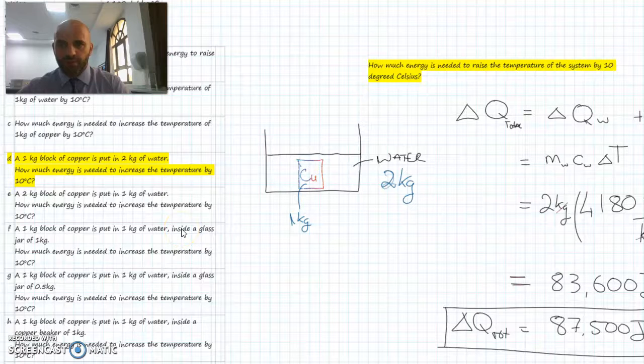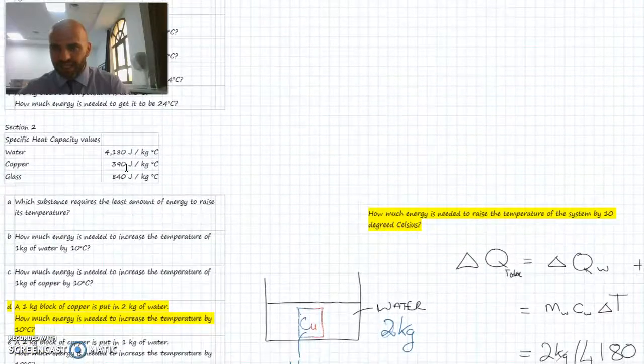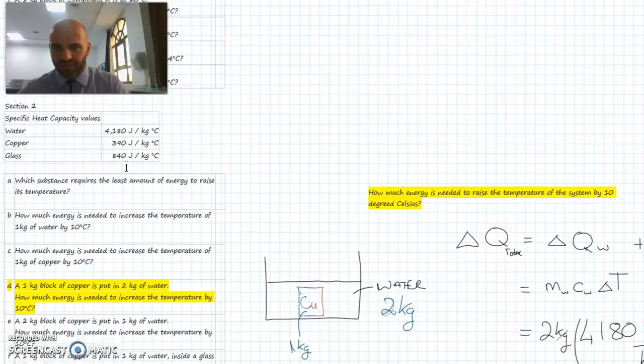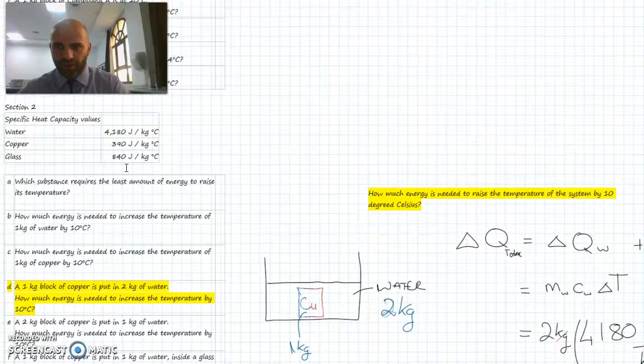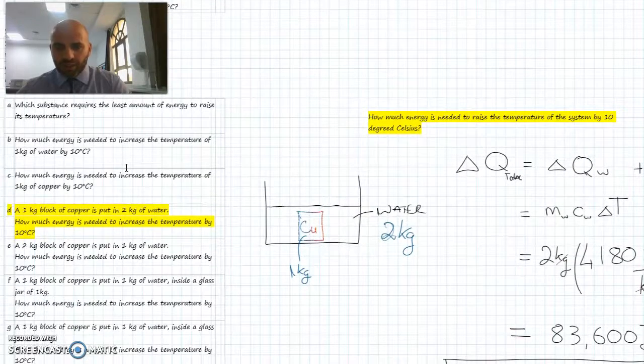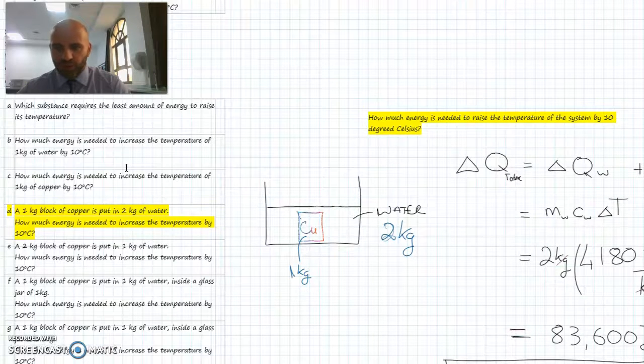Okay, so I just thought I'd make this quick video. This is on the second set of your homework, and it is question D. So section 2, question D, where they give you a bunch of different specific heat capacities for water, copper, and glass. Okay, so this was flagged to me by Amuka, so thank you very much.